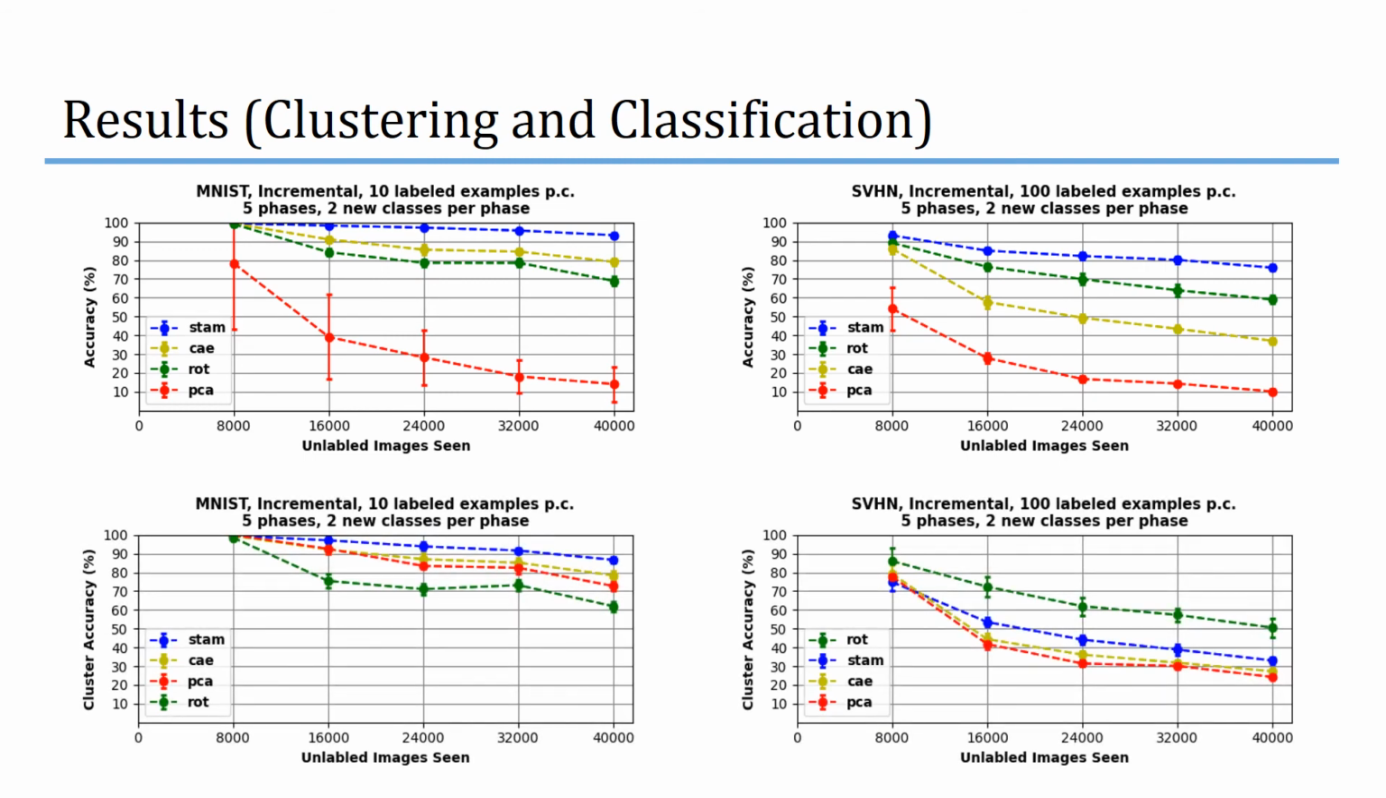There are no other works designed for UPL. However, we show a few intuitive baselines to compare with STAM: RotationNet, a self-supervised learning method, convolutional autoencoder, and principal component analysis. We show both tasks for the MNIST dataset of hand-drawn digits and SVHN dataset of street view house numbers. Notice that STAM performs strongest in 3 out of 4 experiments.